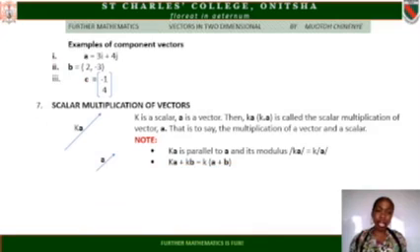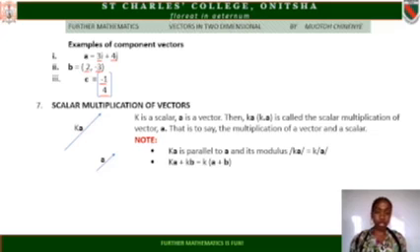Let's look at examples of component vectors. We have the first example, vector A is equal to 3i plus 4j. 3 there is the coefficient of i, and 4 there is the coefficient of j. Then we have another way you can express a component vector, as vector B is equal to (2, minus 3) as a row vector. You also have vector C is equal to (minus 1, 4) as a component vector. These are vectors expressed in component forms.